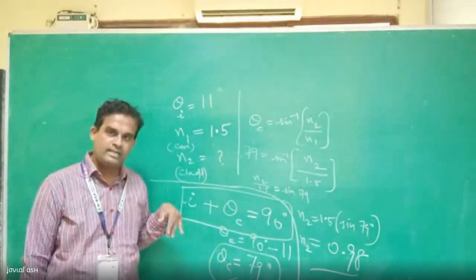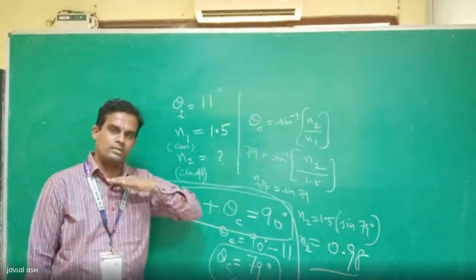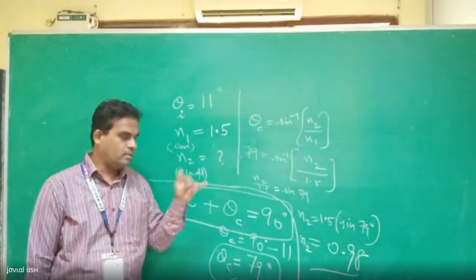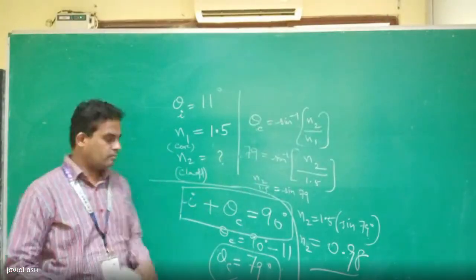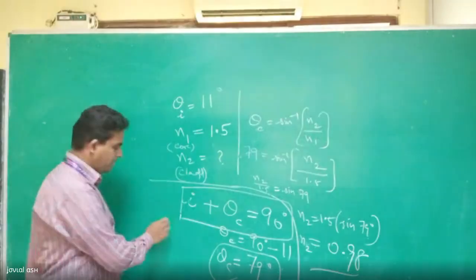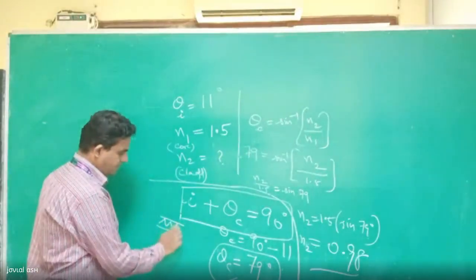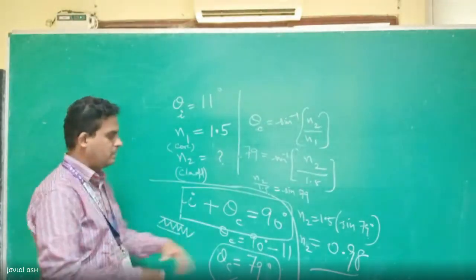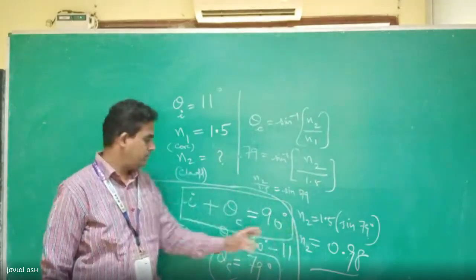If it is a straight line, your ray will just pass through. You cannot propagate through the fiber. If you want to transmit or propagate inside the optical medium, it should be equal to 90 degrees.